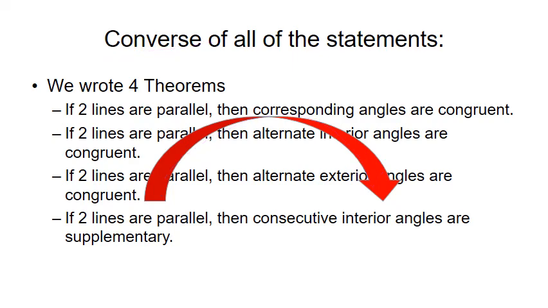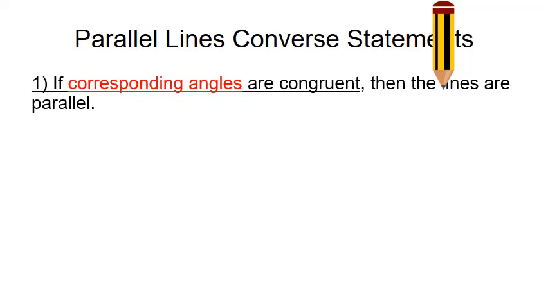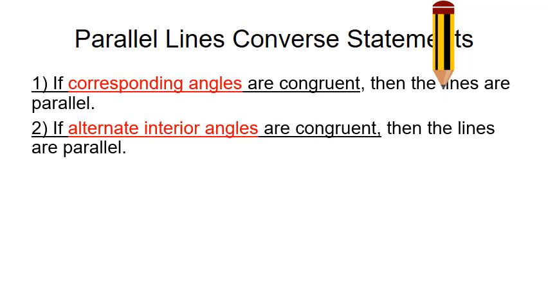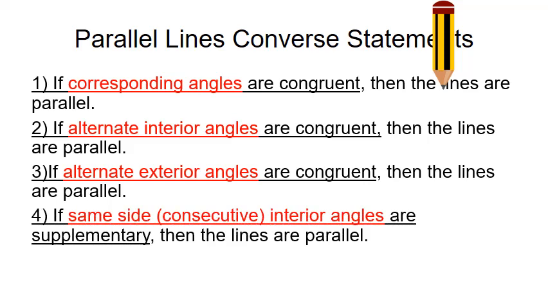This is where we're going to have to get that into our notes. So I would get these statements written into your notes. These are the converse statements to all the four theorems from our green foldable. The first one is saying if corresponding angles are congruent, then the lines are parallel. The second statement is if alternate interior angles are congruent, then the lines are parallel. And I'm sure you can guess what the third one is. If alternate exterior angles are congruent, then the lines are parallel. And lastly, if same side or consecutive interior angles are supplementary, then the lines are parallel. So make sure you get these four converse statements written down in your notes.